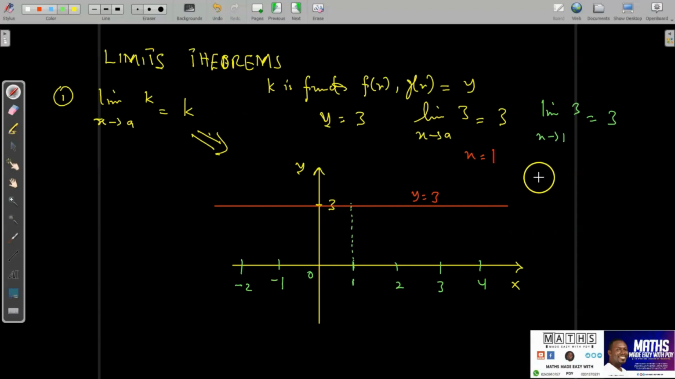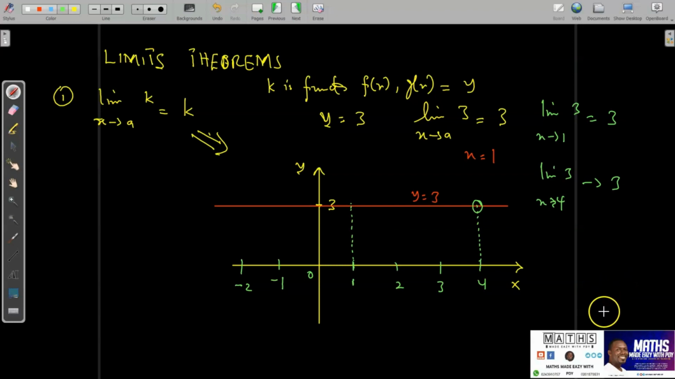What about the limit of 3 as x approaches 4? This is 4 on the x-axis. So to get the corresponding y value, all that you need to do is to trace it towards the graph. Where does this graph meet with the trace? It meets it at 3. So that's why we say that the limit of a constant number as x approaches any number at all is still the constant number. And that is one of the theorems.